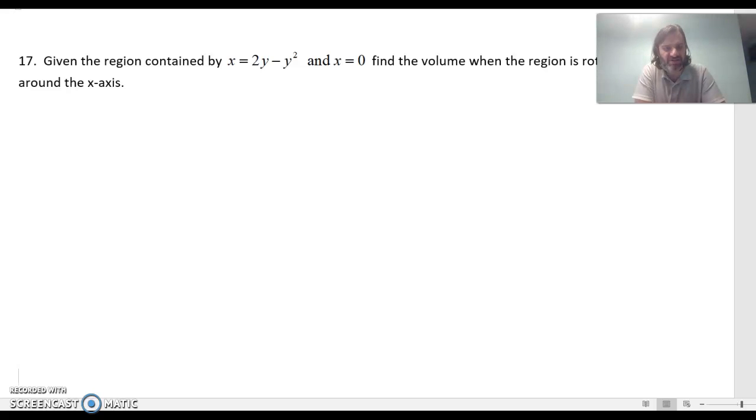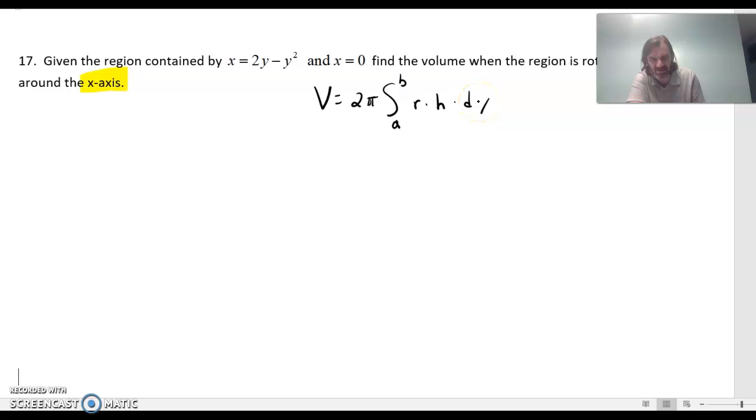Alright, we're doing some shell practice, and it says given the region contained by x equals 2y minus y squared and x equals 0, find the volume when the region is rotated around the x-axis. Okay. So keeping in mind, if we go around the x-axis, the formula would be 2 pi from our endpoints a and b of radius times height in terms of y, so it'll be dy. So if we go around the x-axis, we are in dy.